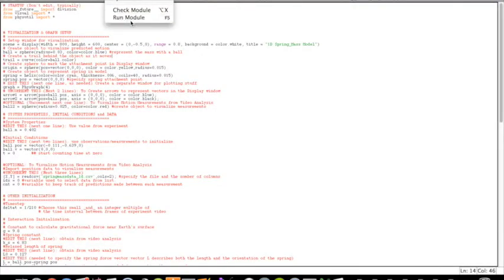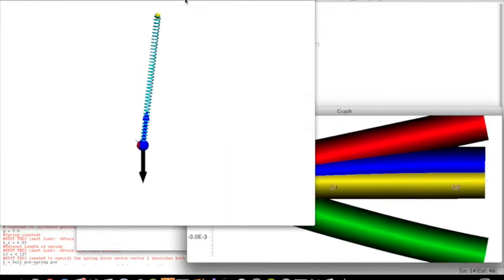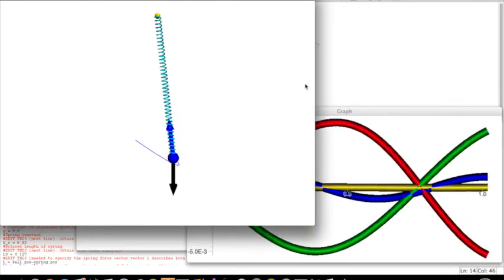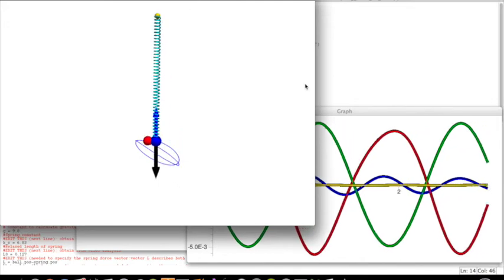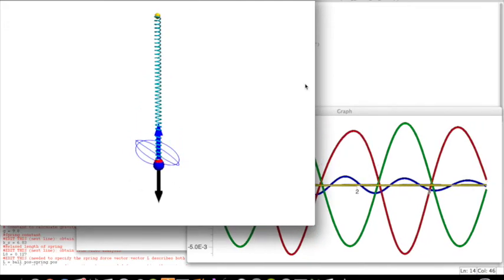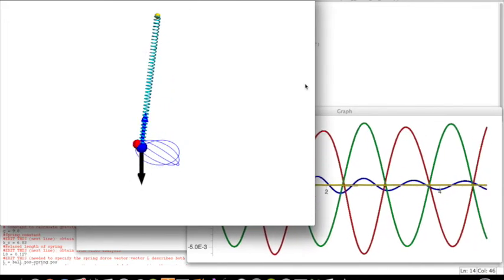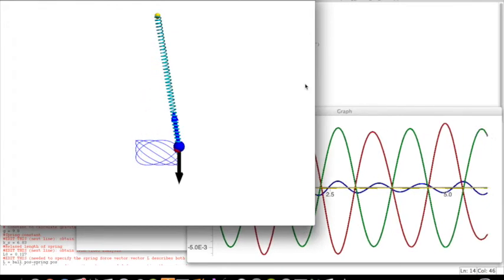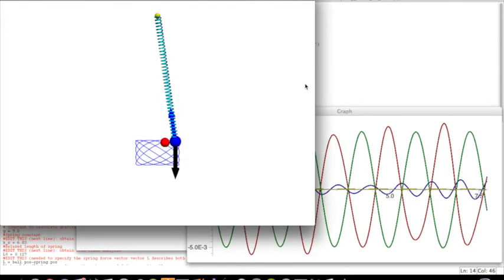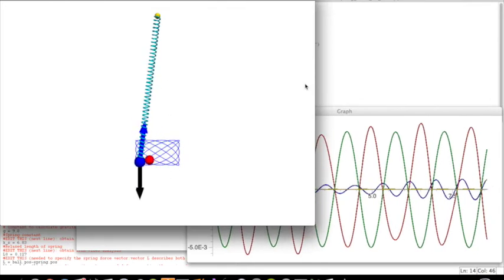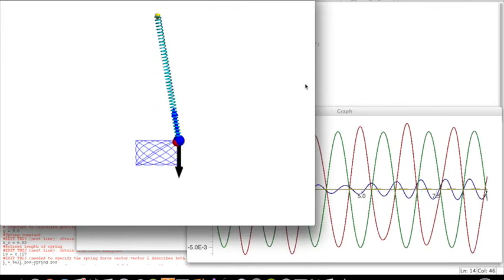Let's run our computer model. Now you can see we have a yellow ball, which is where the fixed point of our model is, attached to a light blue spring, which is attached to a blue weight. We also have a red ball, which is our tracker data, that is following the blue weight very closely. The only reason that the red weight is a little more jumpy is because the time step is much, much larger than the computer model.